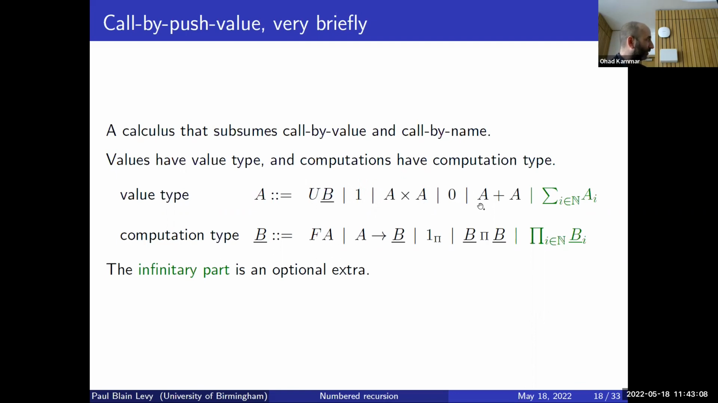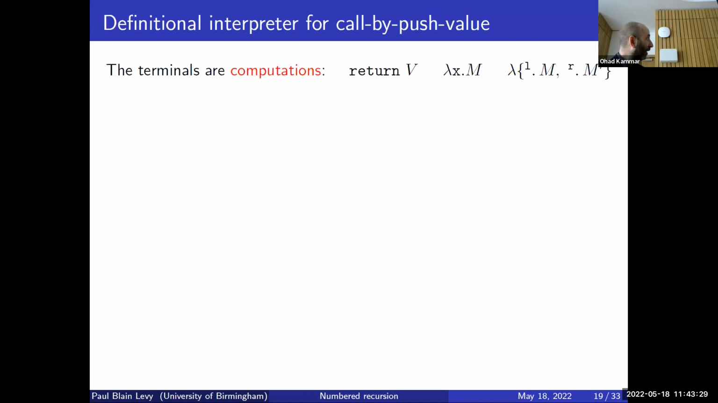These are the value types, so you have things like sum. Here are the computation types, you have things like function types. The green bit, which is infinitary, is an optional extra. Ignore that if you don't like those things. But importantly, you have U and F. U is the type of thunks, and FA is a type of computations that are trying to return a value. Okay, that's a quick summary of call by push value.